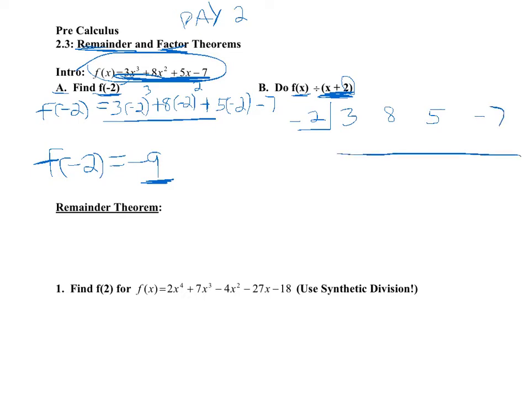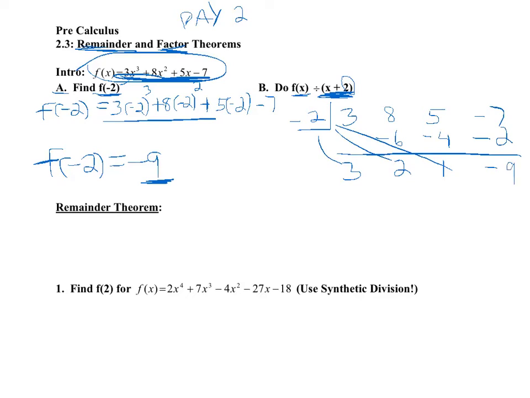Okay, I'm going to bring down this 3. Then I multiply. Negative 2 times 3 is negative 6. I add 8 plus negative 6 is 2. 2 times negative 2 is negative 4. 5 plus negative 4 is 1. And then negative 2 times 1 is negative 2. And when I add these, I get negative 9.